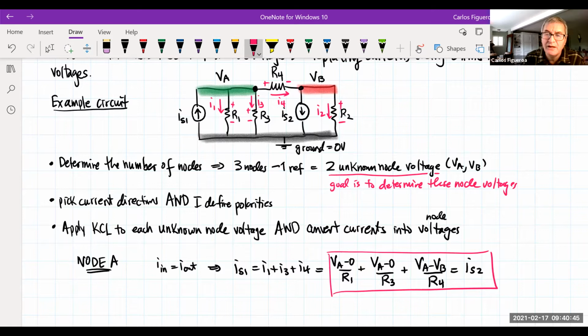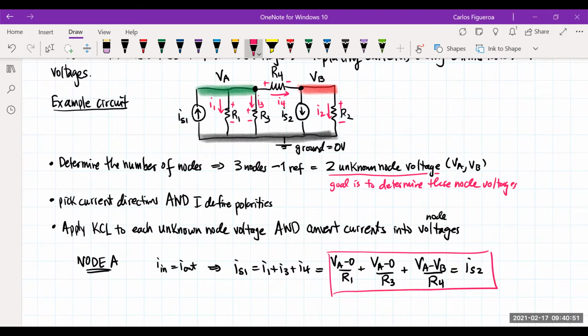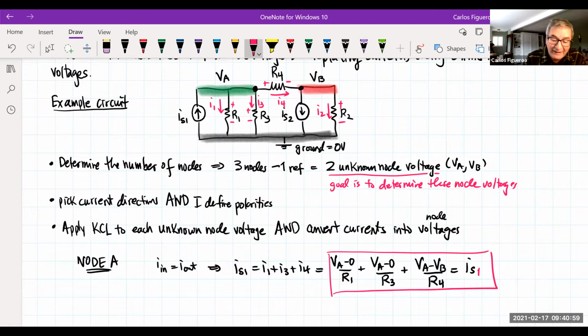So what am I going to do now? I'm going to do the exact same thing for node B. Carlos? Yeah, is that supposed to be I source 1? Yeah, I'm just seeing if you guys are paying attention. Okay, that's good. Now let me move on. Let me go to node B here. Thanks for the help, Tim. Here I go.